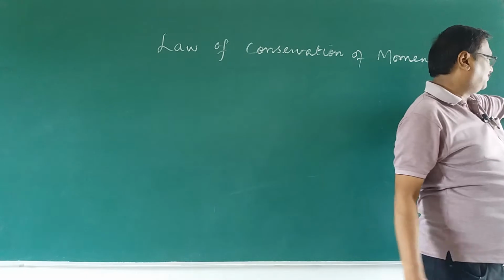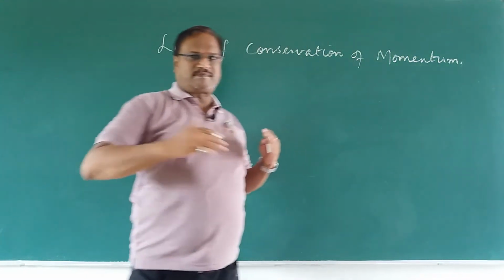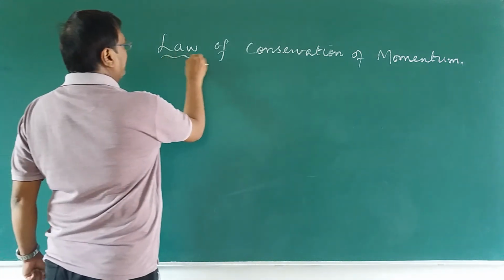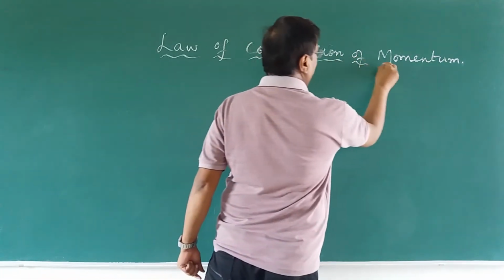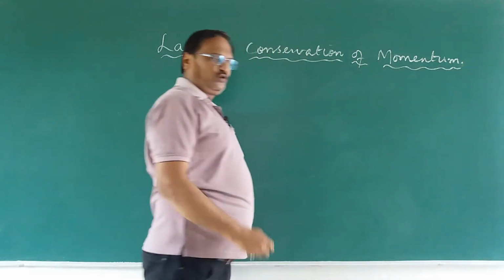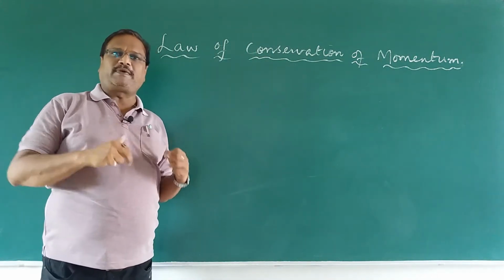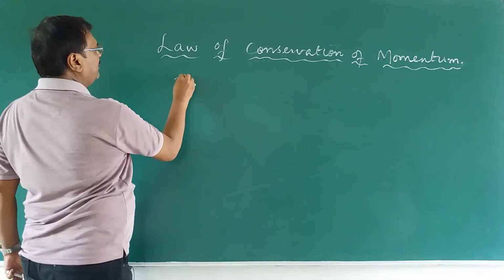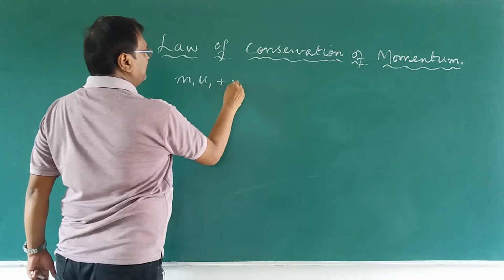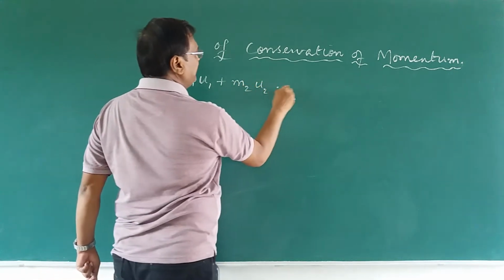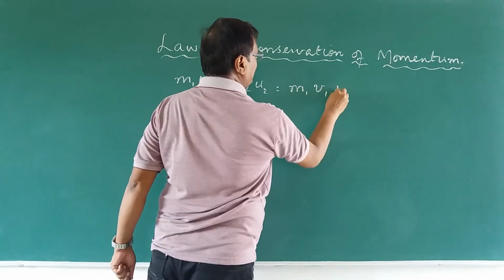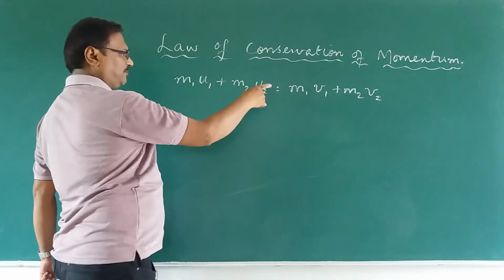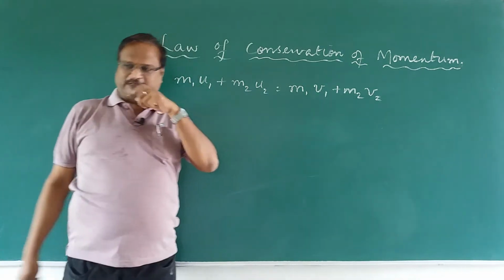Okay, in this video we will try to do some applicative problems, numericals. You know already, according to the law of conservation of momentum, the momentum before collision is equal to the momentum after collision. Now what is it simply in terms of statement? m1 u1 plus m2 u2 is equal to m1 v1 plus m2 v2. So this is the initial momentum and this is the final momentum.